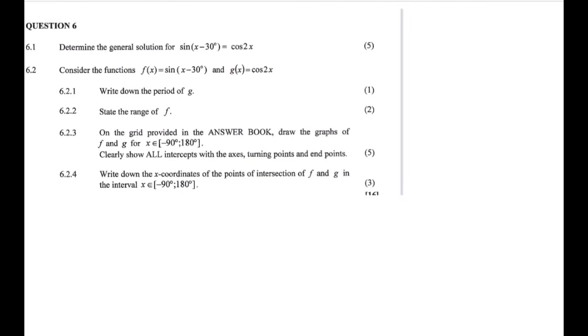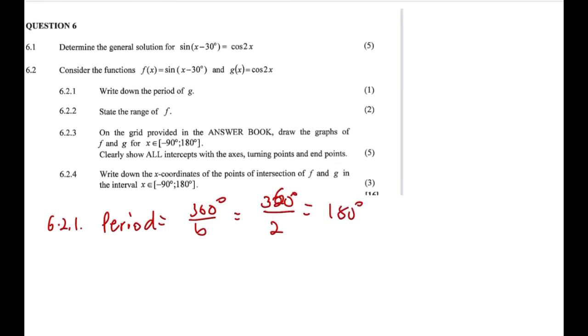6.2.1 says the following. Write down the period of g. We know that the period is always equal to 360 over b. So you can see there with g, b is 2. So the period is 360 over 2, meaning the period of this graph is 180 degrees.